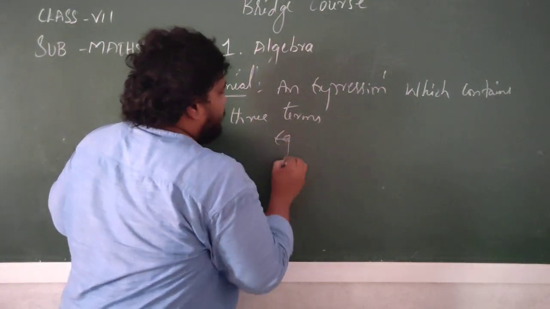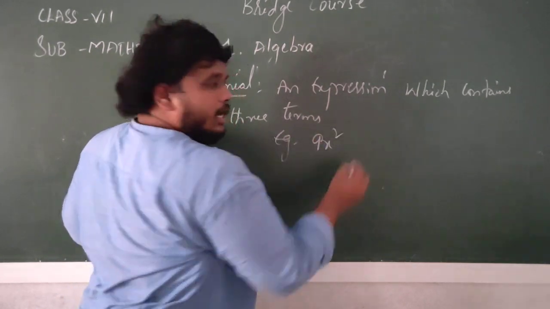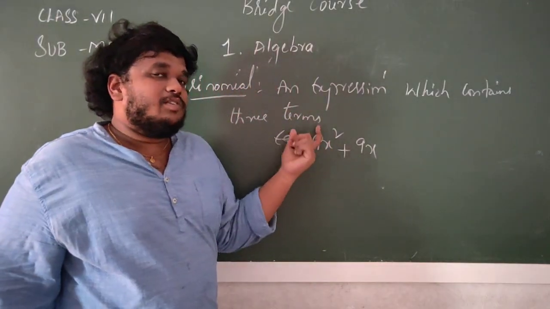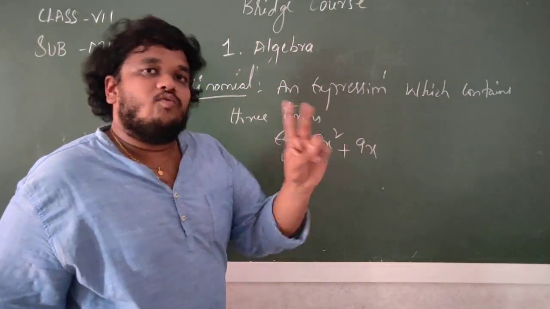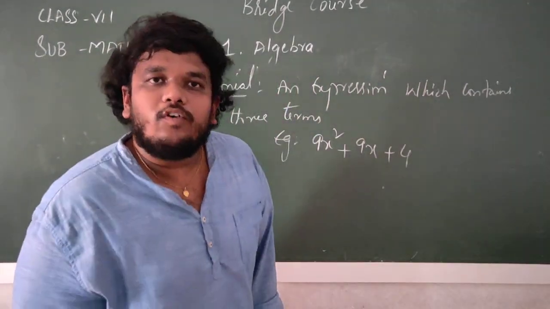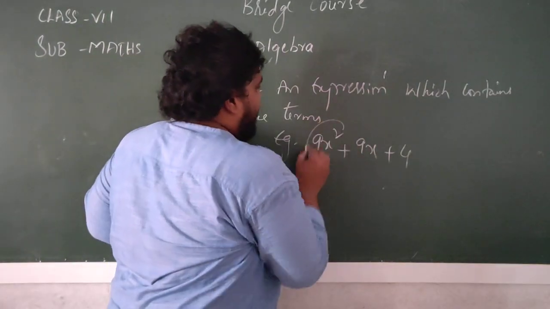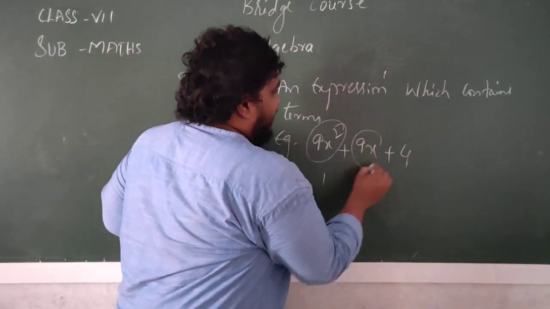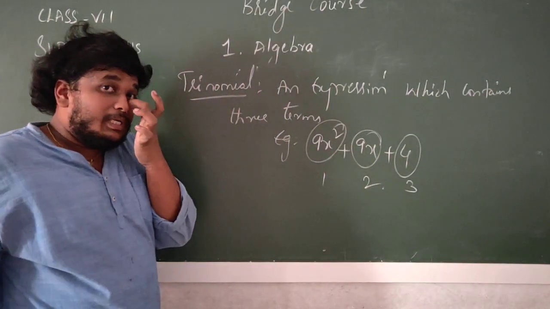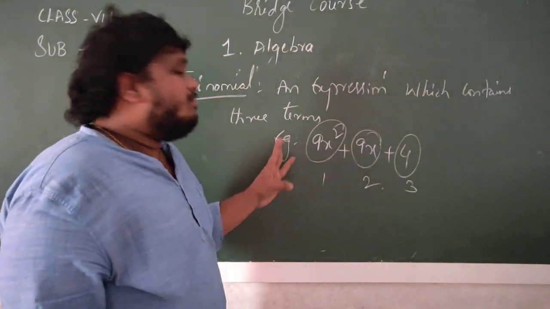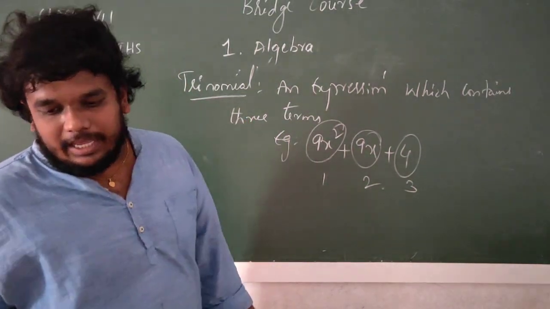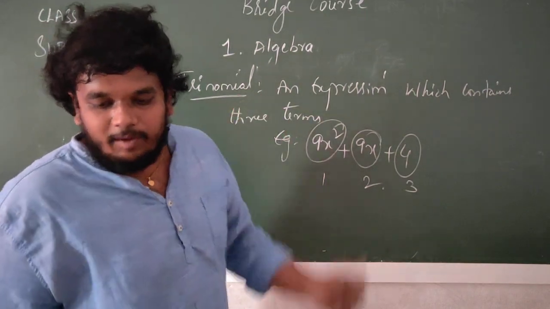For an example, 9x square plus 9x plus 4. See, 9x square is one term and 9x is one more term. How many terms are there here? 9x square is the first term, 9x is the second term and 4 is the third term. So 3 terms. If an expression consists of 3 terms, it is known as a trinomial. Is it clear?